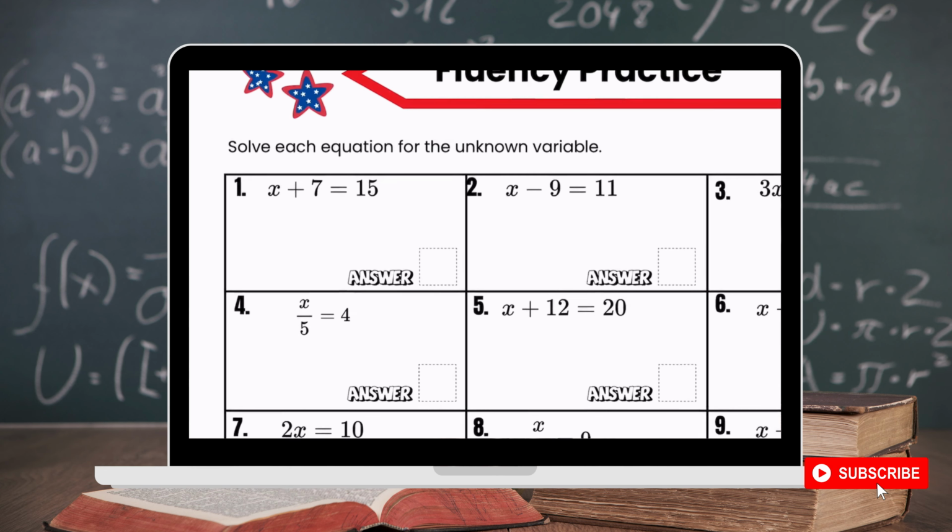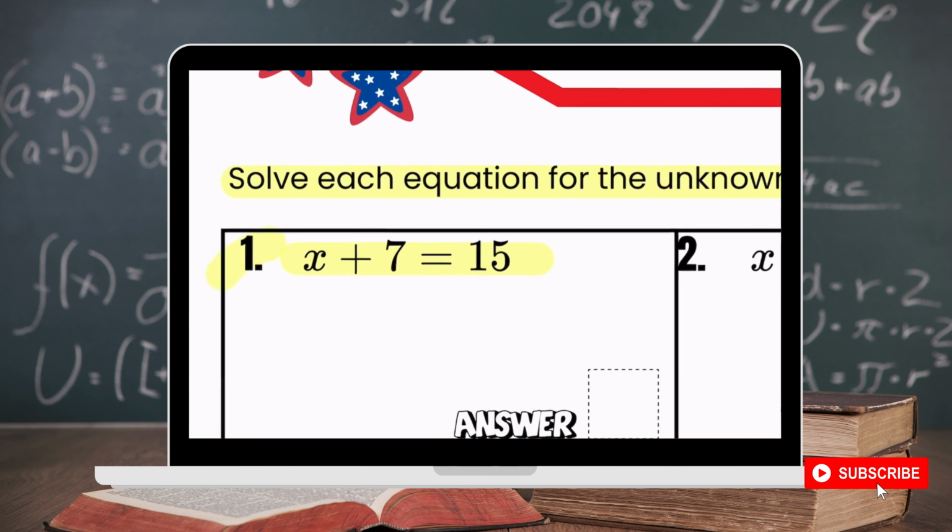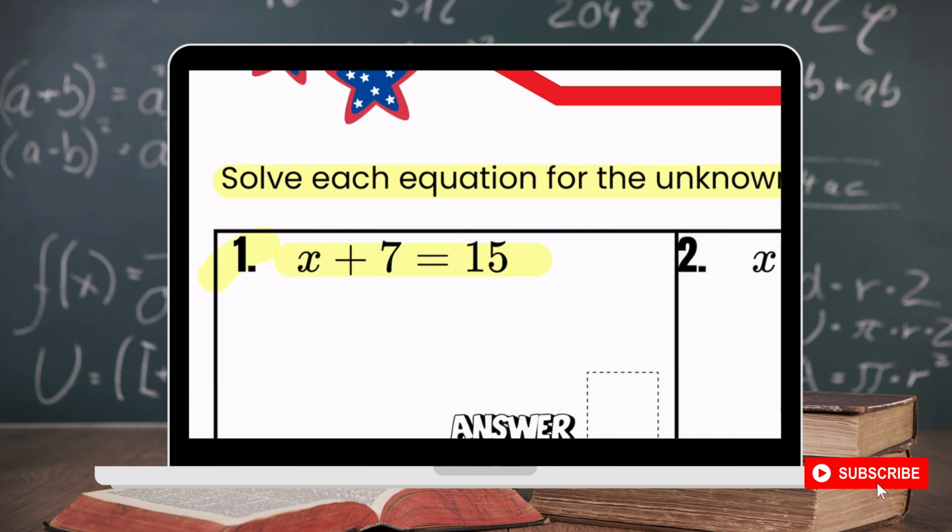All right, we are going to do an example of each operation, adding, subtracting, multiplying, and dividing, and we're going to start here with number 1, solve each equation for the unknown variable. And so we have x plus 7 equals 15. So we're going to start right here with number 1. And first we just want to think about this logically. What number plus 7 equals 15? Do you know?